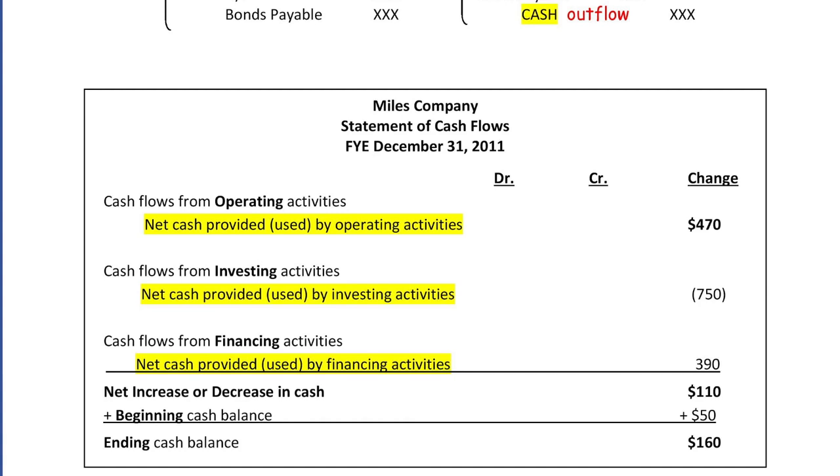When you sum up all these three numbers, you get highlight net increase or decrease in cash. To that, you highlight add beginning cash balance, and this gives you your highlight ending cash balance. And this number is the same number as you have as cash and cash equivalents on balance sheet. So the ending cash balance number on the statement of cash flows reconciles with the cash and cash equivalents number that you have on your balance sheet.